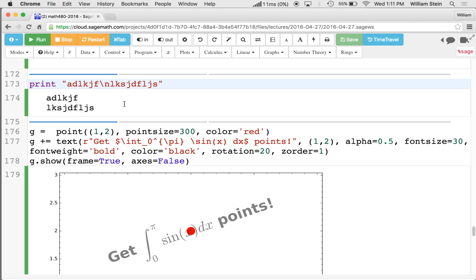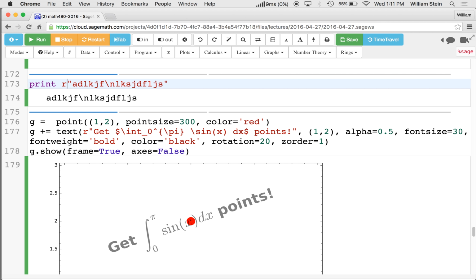Fortunately, in Python, if you put an R at the beginning of the string, then it doesn't do anything with the \. It just leaves them as \. Okay, so what will I see if I put an R right here? And then evaluate. Boom, I'll see a \n right in line. Okay, so that's what the R is. And R stands for raw.